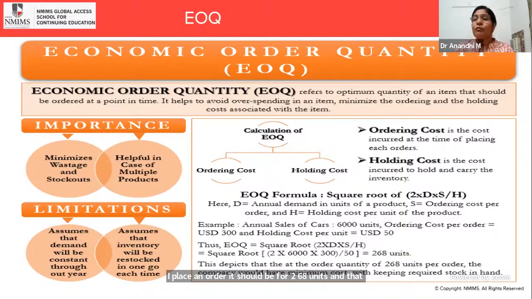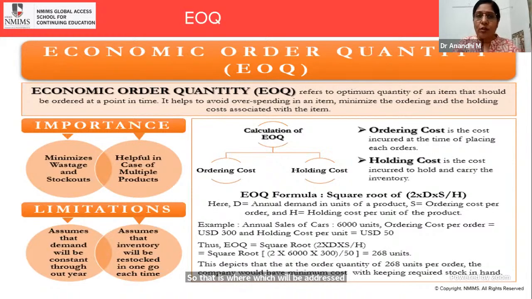So less than that, if I'm placing, the ordering cost and holding cost are going to be the same anyway. So why should I waste my ordering or holding cost by placing a lesser order? So 268 units is the economic order quantity. But then here the question is, 268 units is fine, but how frequently should I place this order? That is what will be addressed by the reorder point.